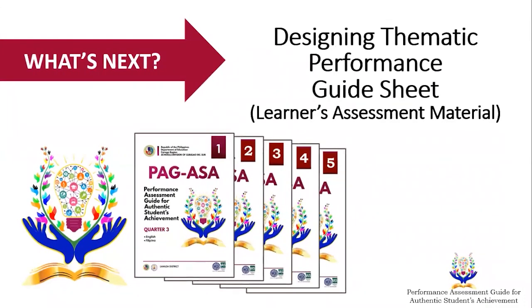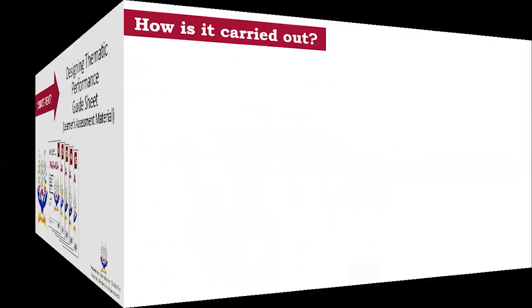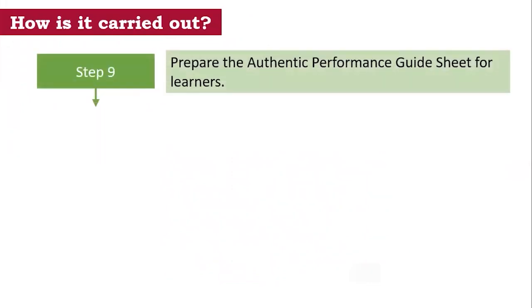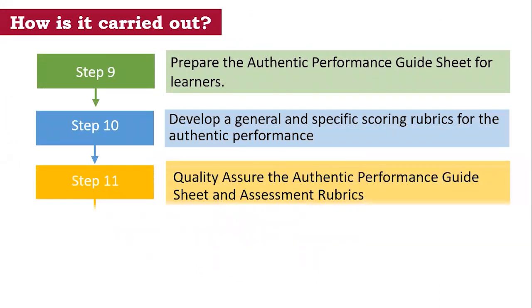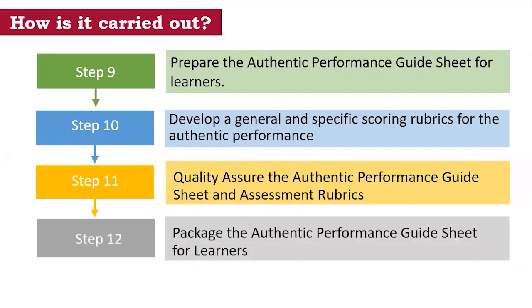The next step goes with designing theme-based authentic assessment materials. This will focus on the development of performance guide sheets for learners, including its assessment tools through the rubrics. These 4 steps will help teachers design learners' materials from preparing authentic performance guide sheets, developing scoring rubrics for authentic performance and outputs, including the quality assurance of the learners' materials and packaging of the learners' assessment packets.